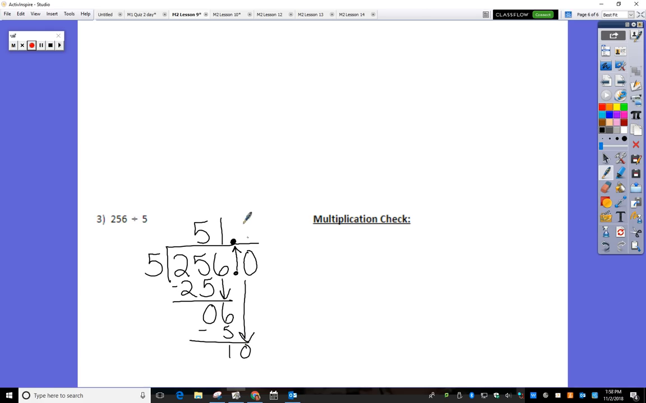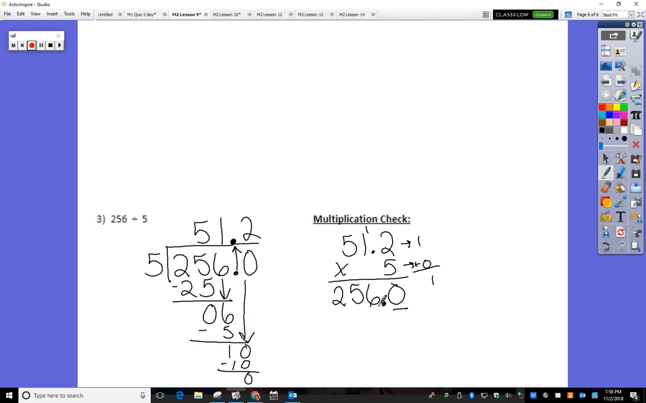5 goes into 10 2 times, which is 10. And this works out at this point, but say it didn't. I can just keep attaching zeros and bringing them down until it works out equally, or I'm told to round to a specific place. I'm going to check with multiplication. One digit here, 0 here, so 1 puts that there, 256.0, 256.0.